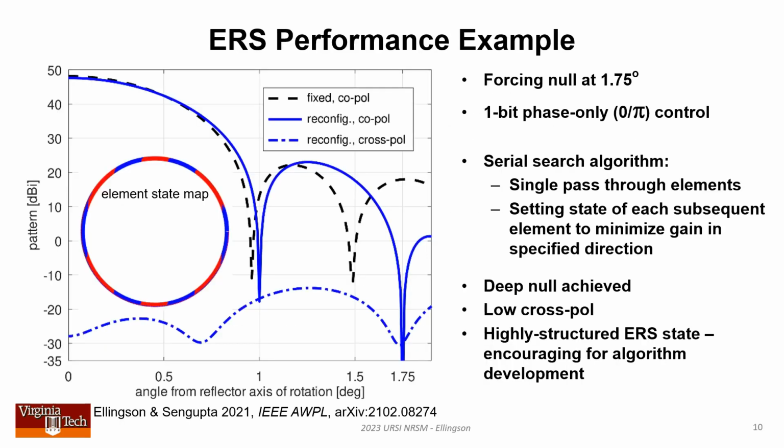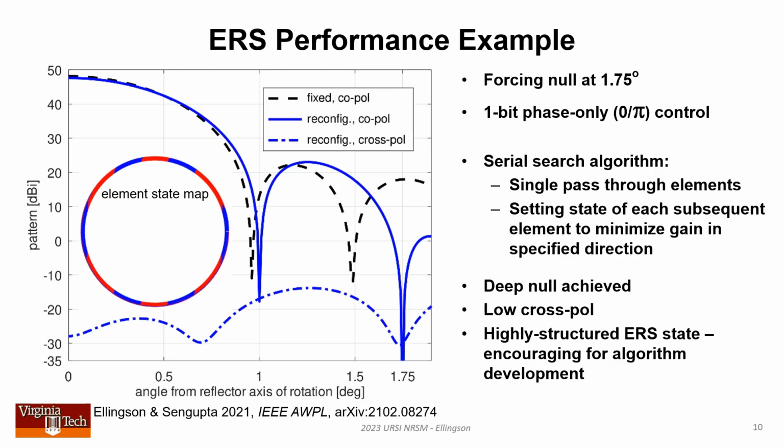Here's an example of what you can do with that system. In this plot, the black curve is a pattern of the unmodified reflector, or equivalently, all elements of the reflect array are short-circuited. The blue curve is what you get by choosing element states to drive a single null with no other constraints. Here we're trying to put that null at 1.75 degrees, where in the unmodified system, that would have been the peak of the second side lobe.